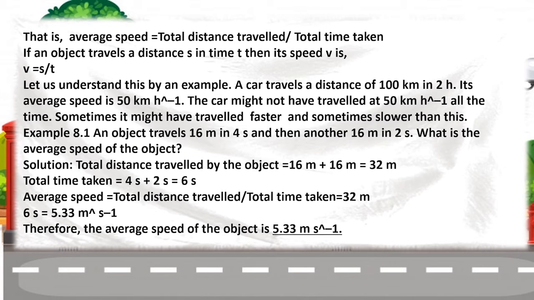Consider an object travelling 16 meters in 4 seconds and then 16 meters in 2 seconds. We are expected to calculate the average speed of this object. The average speed is calculated by the rule distance covered upon the total time taken. The total distance covered in this case is 16 meters plus 16 meters equal to 32 meters. The total time taken in this case is 4 seconds plus 2 seconds equal to 6 seconds. Therefore, the average speed of this object is equal to 32 meters by 6 seconds equal to 5.33 meter per second.